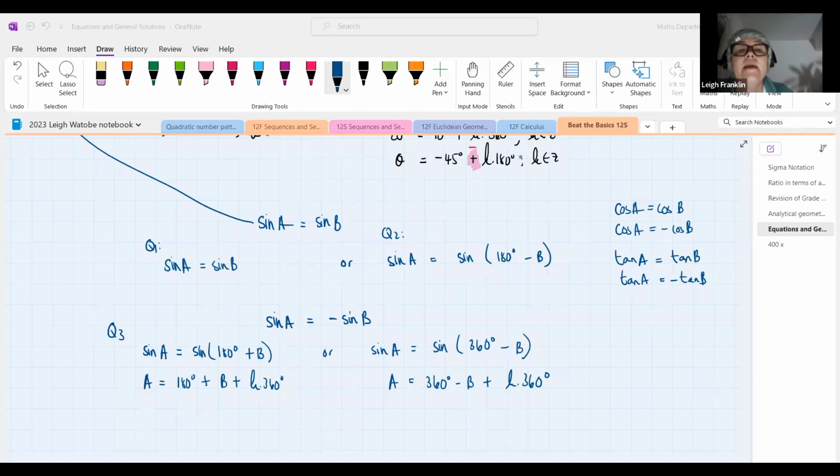Okay. Yes, it has two solutions, because sine B is negative. So there are two quadrants in which it would be negative. Okay, either quadrant 3 or in quadrant 4. And sine A equals sine B also has two solutions because there are two quadrants in which sine B is positive, quadrant 1 or quadrant 2.